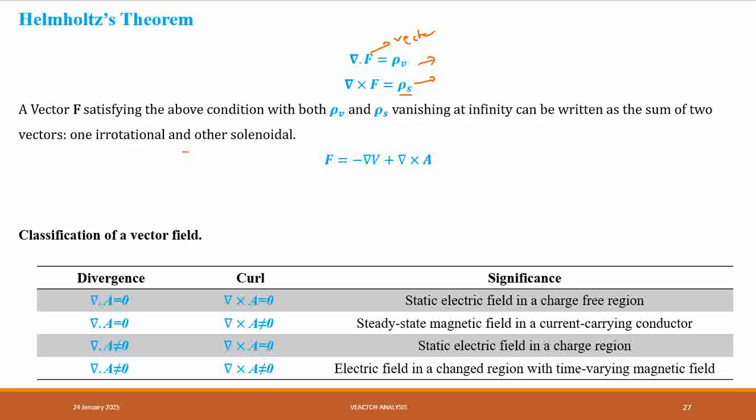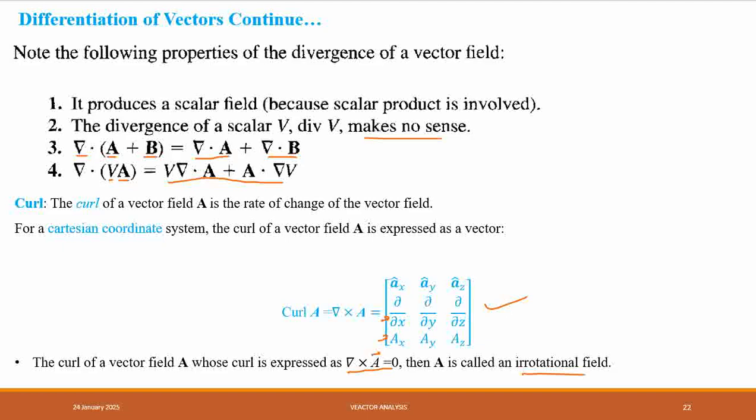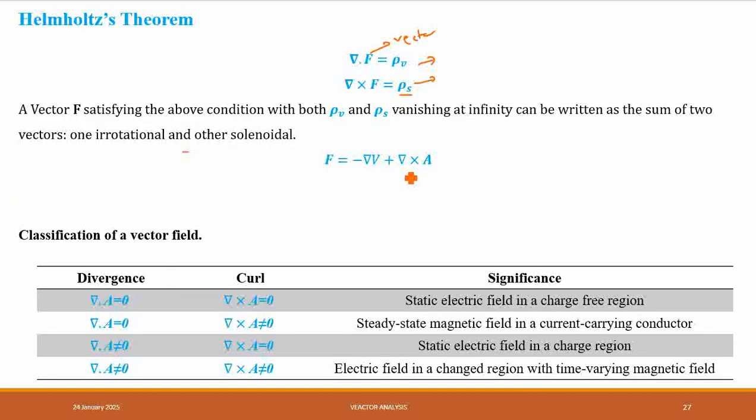Right, here you can see the divergence and curl. If curl is 0, then we can say the vector is irrotational, and if divergence is 0, then we can say solenoidal. So here the curl is 0, so this is irrotational, and this divergence is 0, meaning solenoidal. By using the sum of these two, we can define F. This is the Helmholtz theorem. Later on, we will discuss the Helmholtz theorem briefly.